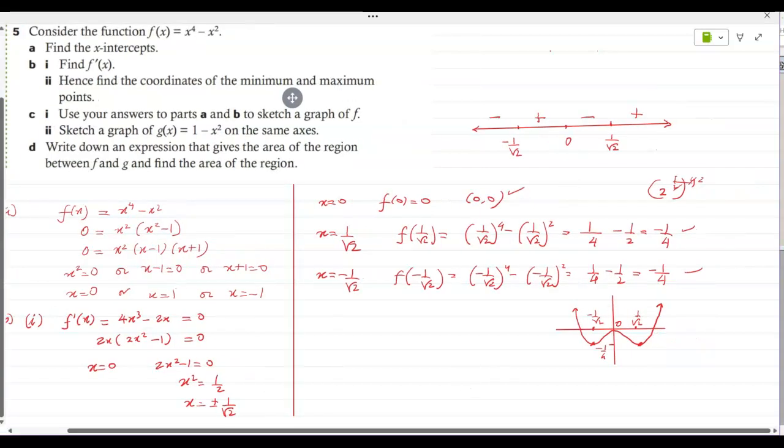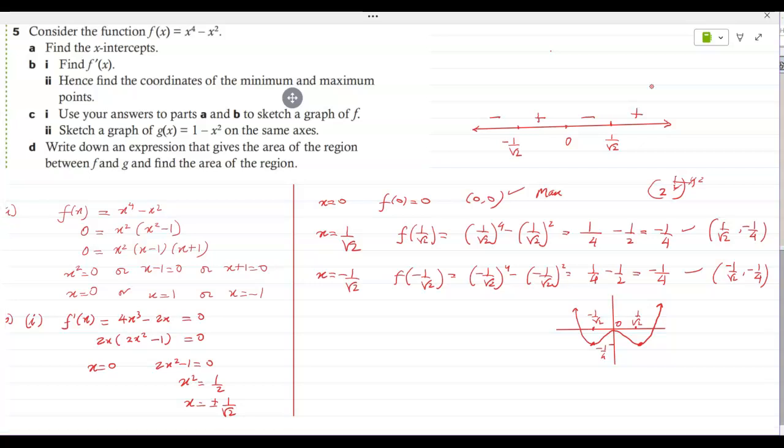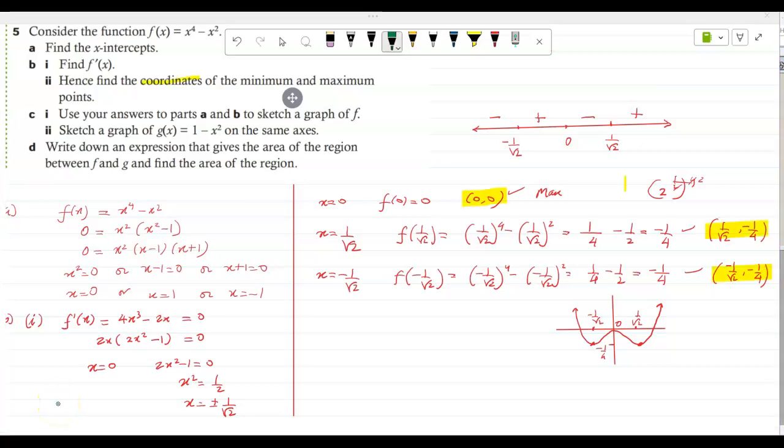So this is your max. Your min is 1 over root 2 comma minus 1 over 4, and minus 1 over root 2 comma minus 1 over 4. Yes, as you correctly said, C1 is sketched. Now C2 you sketch on the same axis.